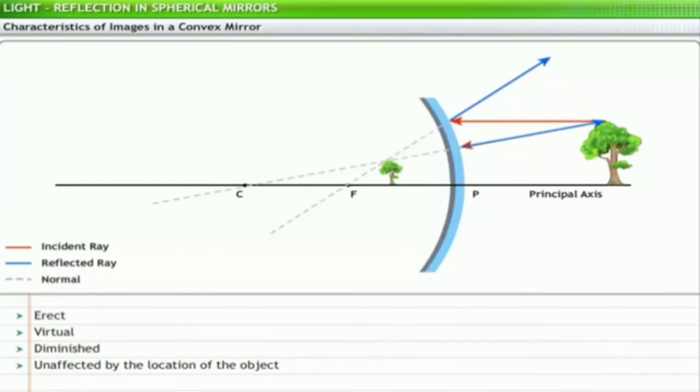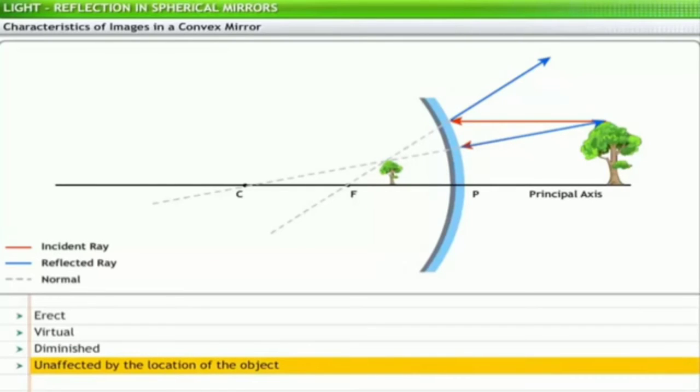The location of the object does not affect the characteristics of the image. Thus, as the object approaches the mirror, the image approaches the mirror too, but not proportionately. This is why the rear-view mirrors of cars and bikes are made of convex mirrors.